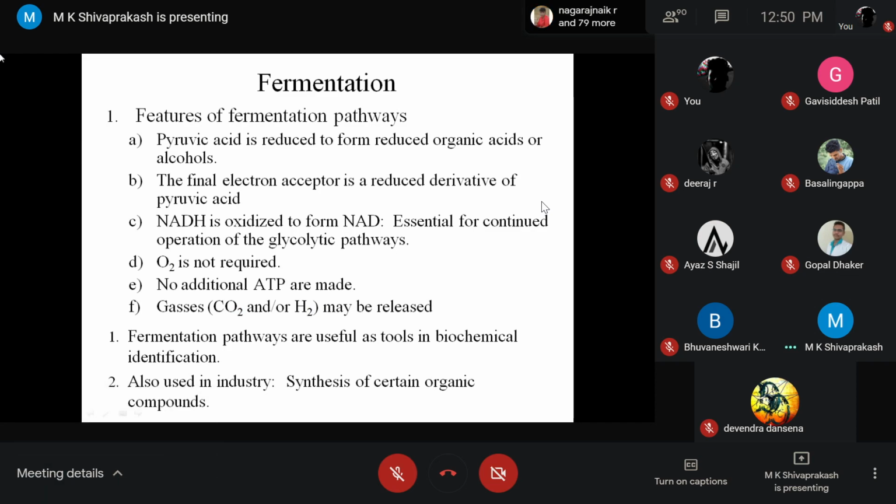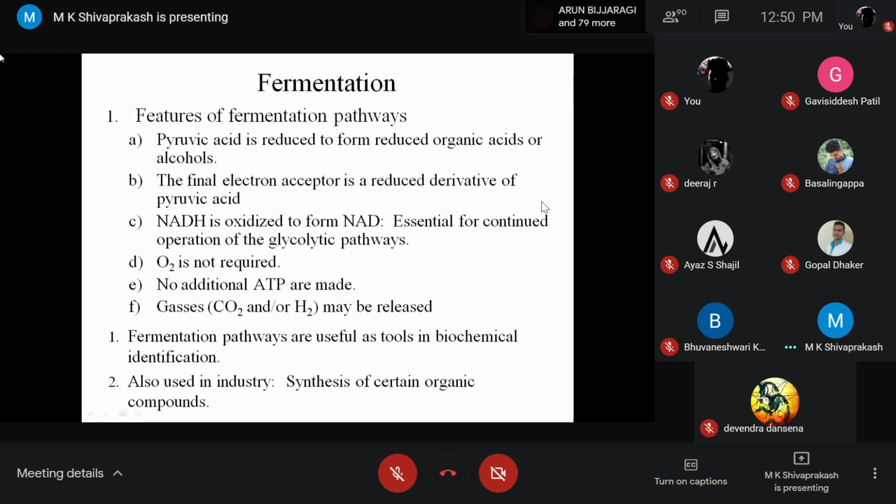You will get many intermediates. Those are used as tools for the biochemical identification. Then the next point, they are also used in industry. That's a very important thing.